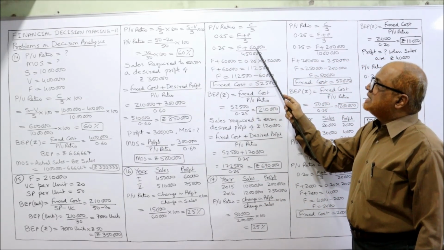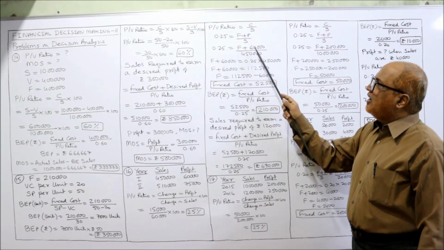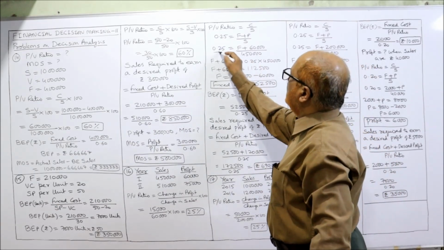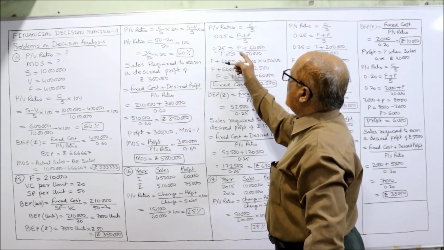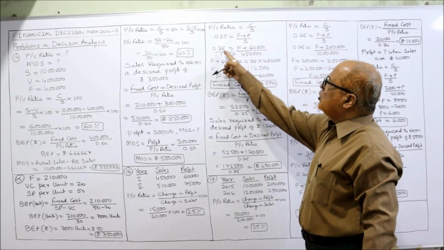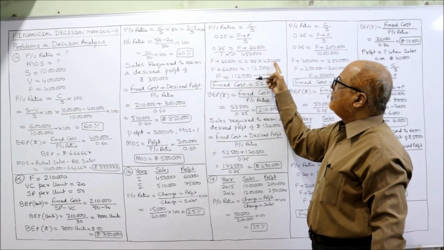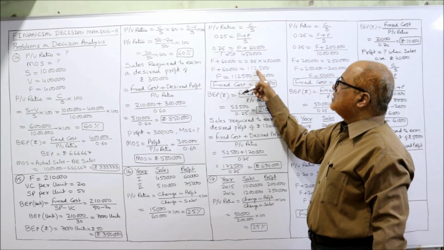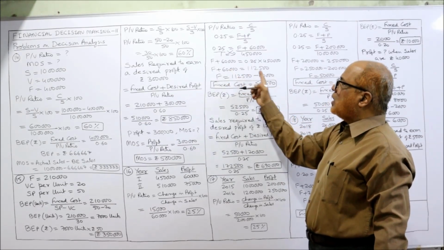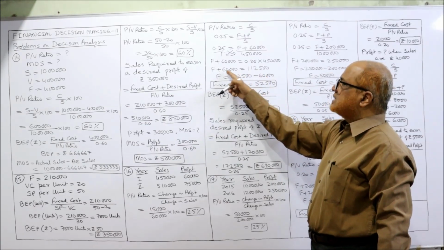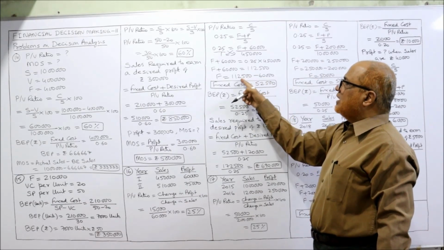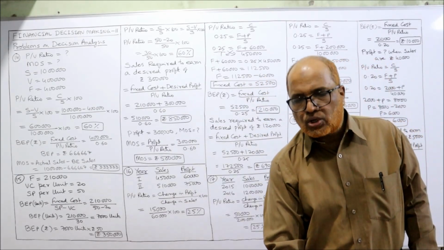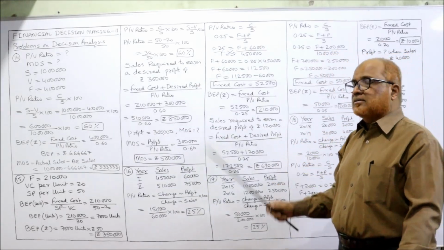Now F plus 60,000, cross multiplication. F plus 60,000 is equal to 0.25 into 4,50,000. So 0.25 into 4,50,000 is 1,12,500. Now bring this 60,000 to RHS, so plus 60,000 will become minus 60,000. So 1,12,500 minus 60,000, 52,500 is the fixed cost. That is not given, we have calculated.